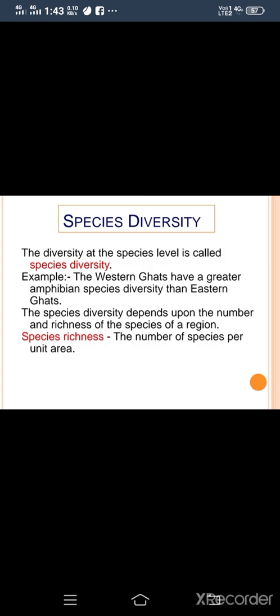So they have taken the example of amphibian species diversity with respect to two ecosystems, that is Western Ghats and the Eastern Ghats. Why so? The Western Ghats has more species diversity when compared to the Eastern Ghats. The reason is Western Ghats receives more rainfall every year, so there is more water available for the amphibians, and even different types of plants are also present in Western Ghats. But on the contrary, the Eastern Ghats receive less rainfall, so the availability of water is less, and hence the amphibian species diversity is less with respect to Western Ghats.